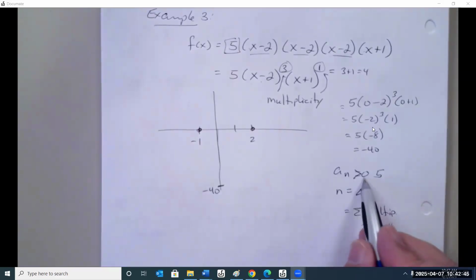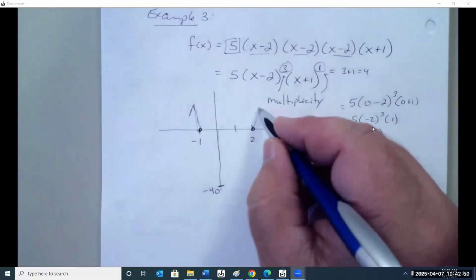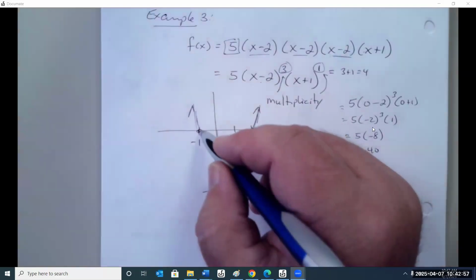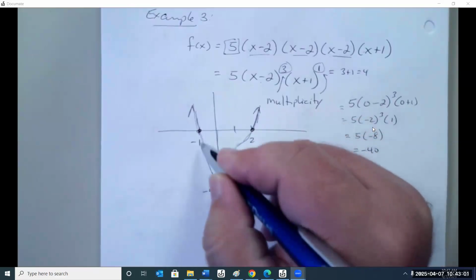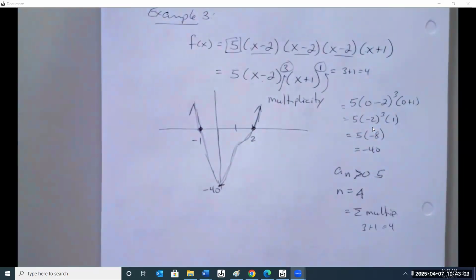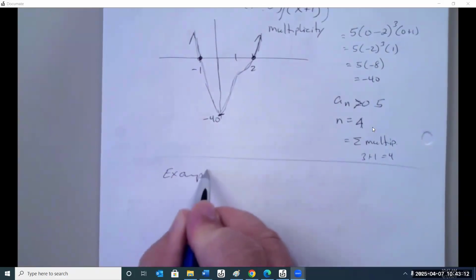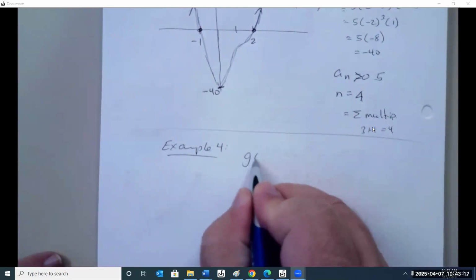So we know it's positive and it's even. So we know that both ends point the same direction. Our graph's gonna look something like that once we finish graphing it. Find the zeros of this one.